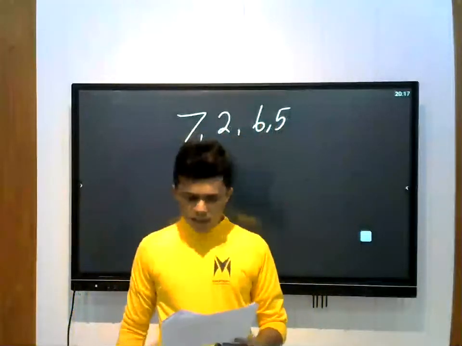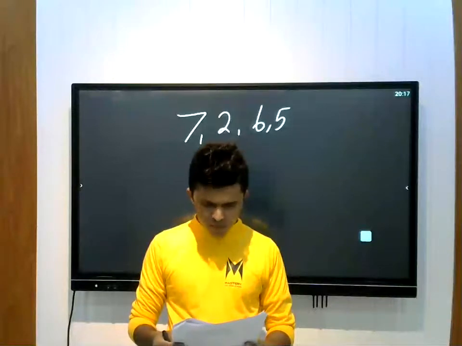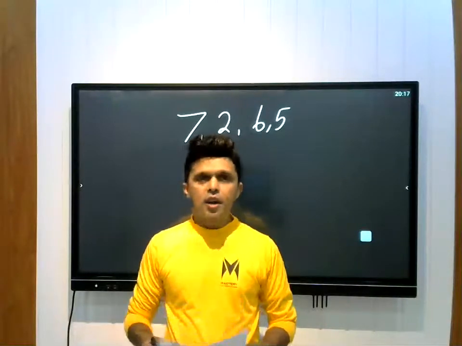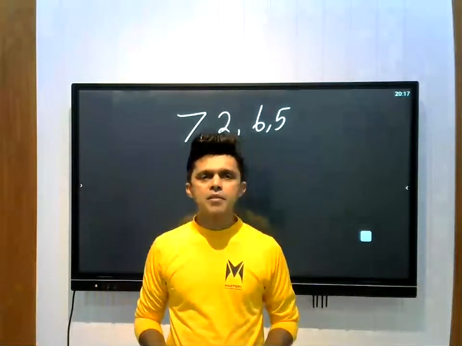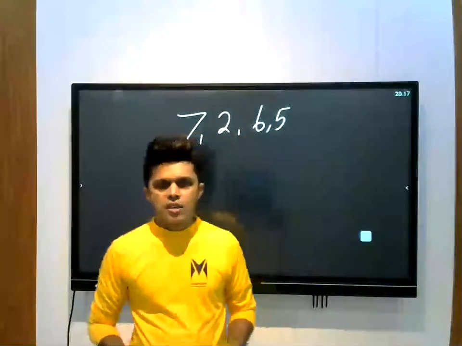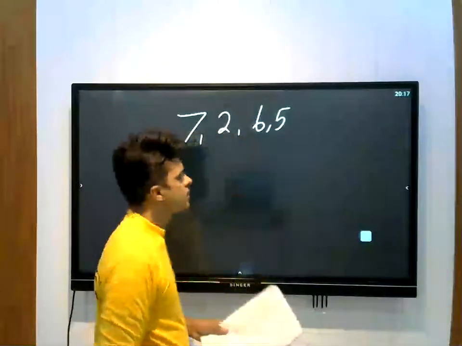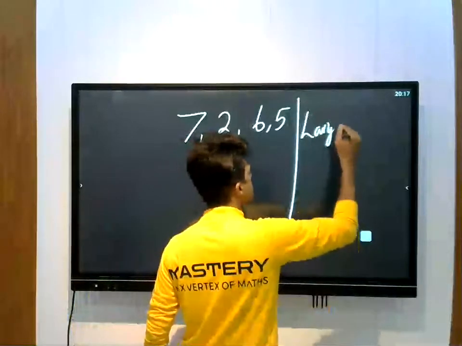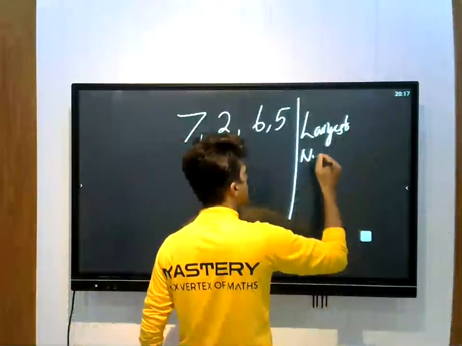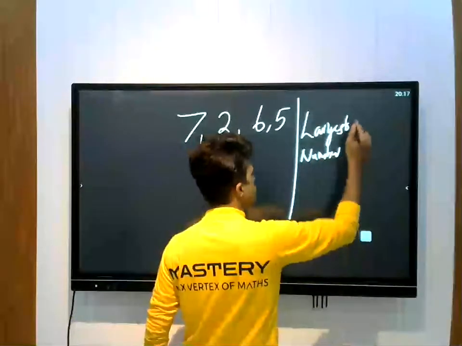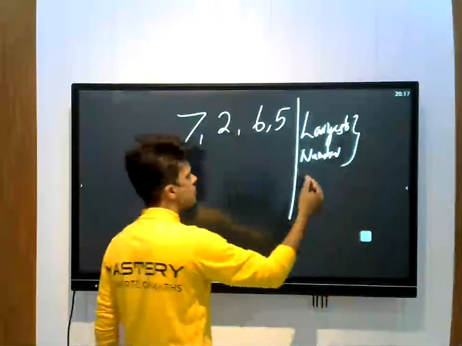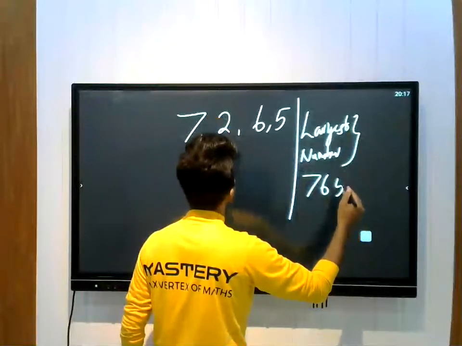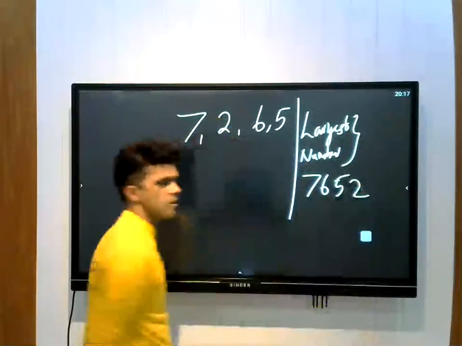7265. The difference between the largest and the smallest numbers. You have to get the largest number and the smallest number here. What is the largest number here? The largest number that can be taken here is 7,652. This is the largest number.